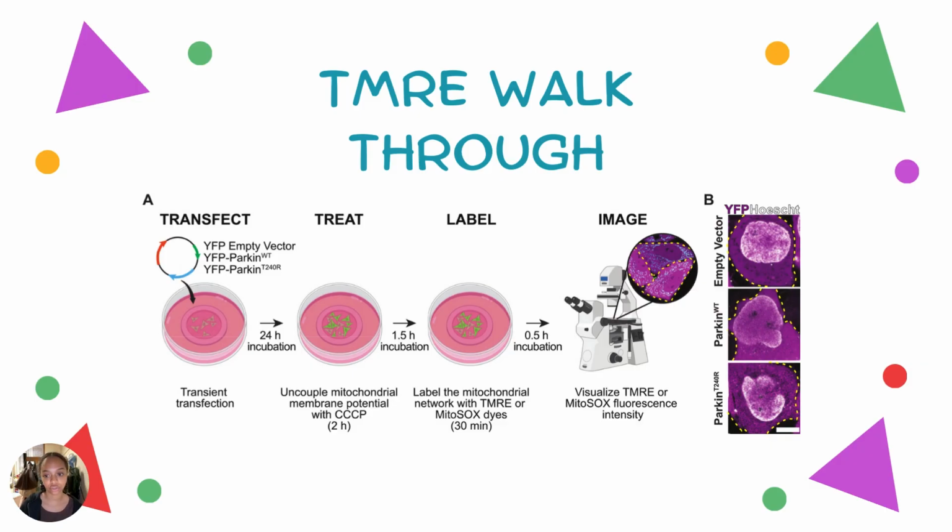And that will lead you to an image that is seen in B of TMRE, where parts of the cell are glowing and parts of the cell are not.